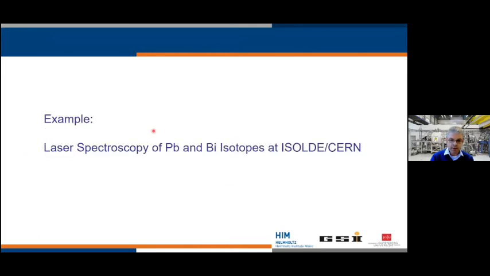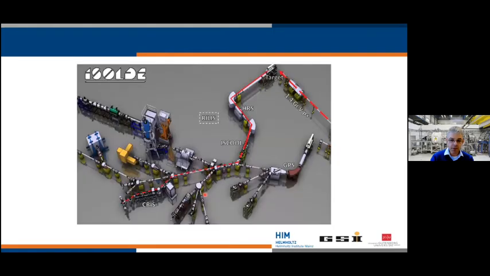Okay, let's get started and look into lead, bismuth, and mercury isotopes and the work that has been done at ISOLDE for many, many years. This is the well-known ISOLDE facility. As you know, probably half of the protons used at CERN go to ISOLDE, not maybe to the LHC. The 1.4 GeV protons then hit the production target, and we have various hot cavity ion sources.